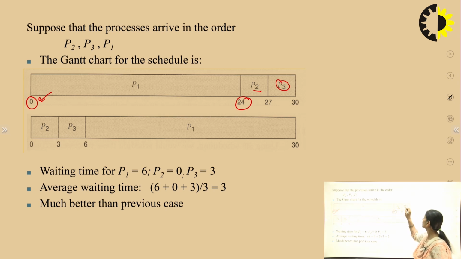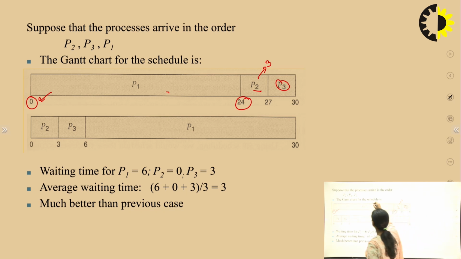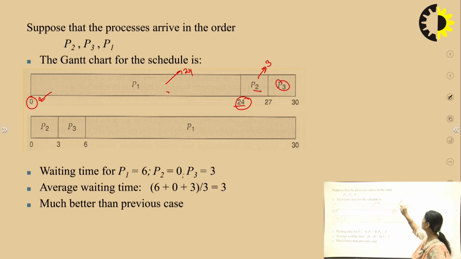Similarly, because process P2 took 3 milliseconds to execute, the burst time for P1 was 24. So the total waiting time for process P2 was 24. P2 executed in 3 milliseconds. That is the burst time for process P2 is 3 milliseconds. So for process P3 the waiting time becomes 27.